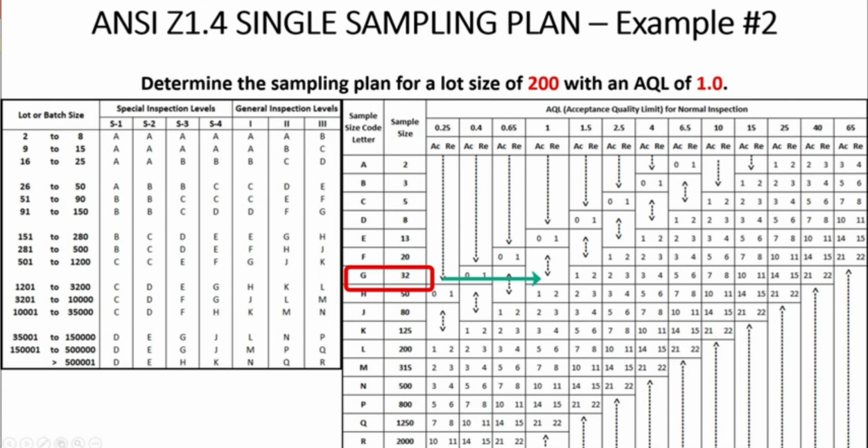And what we find here is actually a downward arrow. What this downward arrow means, and this is true for every downward arrow in the standard, is that we have to move down to the next sample size plan down here, which is sample size code letter H, sample size of 50, and an accept reject criteria of 1 and 2. So of the 200 pieces, we have to sample 50 of them. We'll reject the lot if we have 2 or more defects. We'll accept the lot if we have 1 or fewer defects.